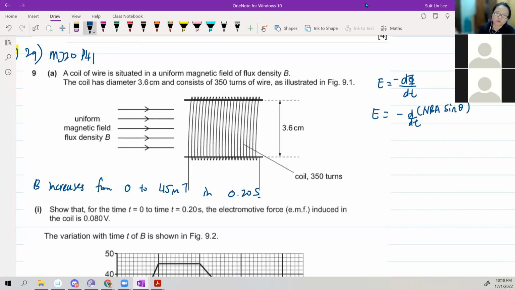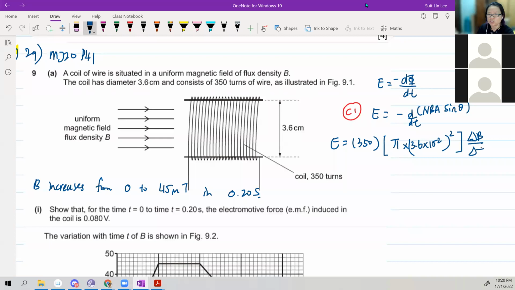I always write this because I know this one got 1 mark. I want that 1 mark. I know if my answer is all correct, I'll get marked, but then I want to have an insurance plan. Okay, so I can take out all the constants now: N, A. I guess I can substitute immediately. N is constant, and we're talking about 350 turns of wire. A is pi r squared, so 3.6 times 10 to the power -2, squared. Then sine theta is 90. So what you have left is change in B over change in T.